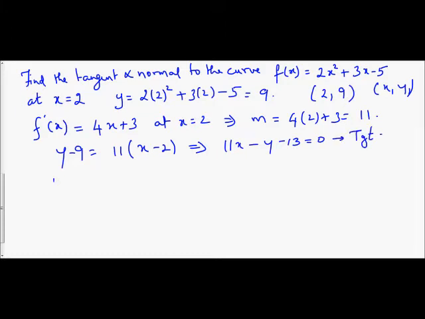In order to find the equation of the normal, you take the same thing, but here it is negative 1 over 11 times x minus 2, and you can simplify this further, and then you get the equation of the normal. And this is the method to find the equation of tangent and normal using derivatives.